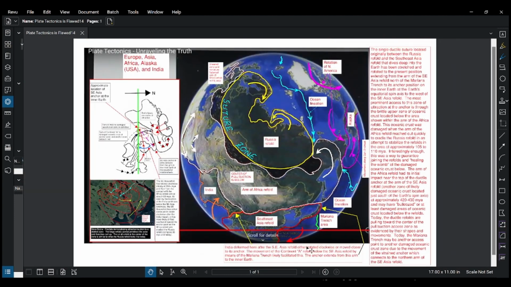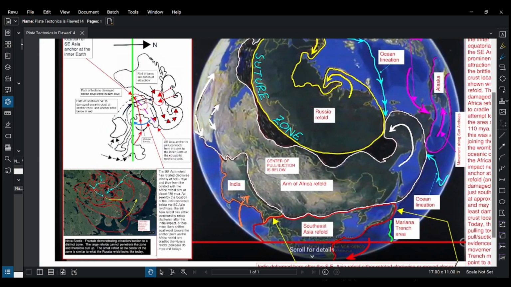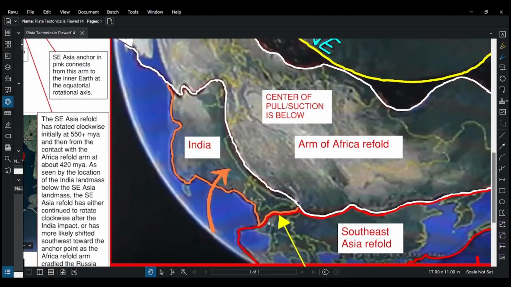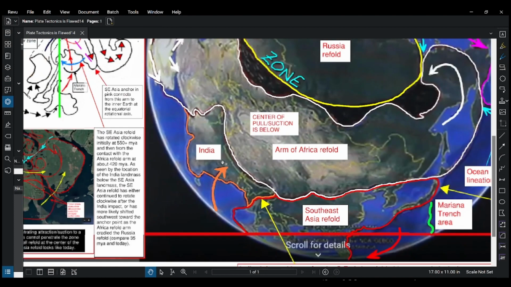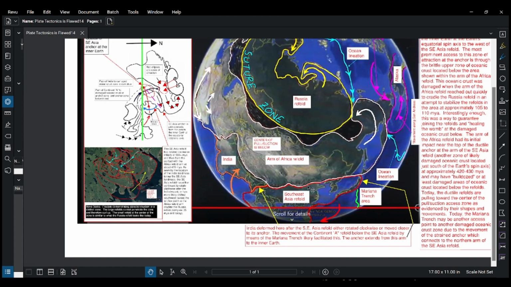Okay, so you see the Mariana Trench here. That's where continent A went through, formed that trench, and they see India there, crushed up against the arm of Africa. There are these signatures here with the deformation and everything. You see the borders. So these are scientific signatures that are hard to make up. You see, this Southeast Asia refold is clinging up against the arm of Africa. Everything's getting crushed over there because everything's really under stress, under strain.